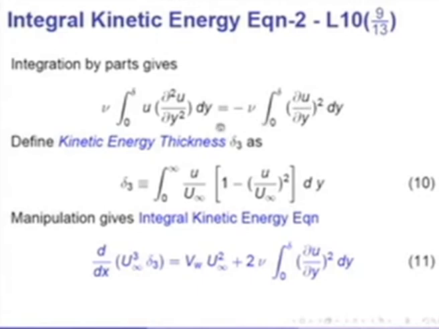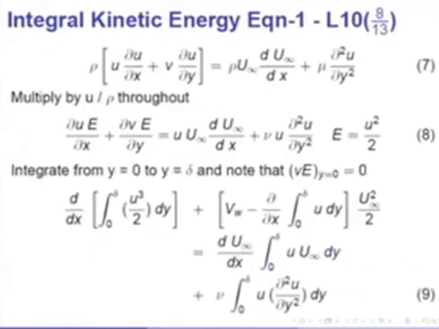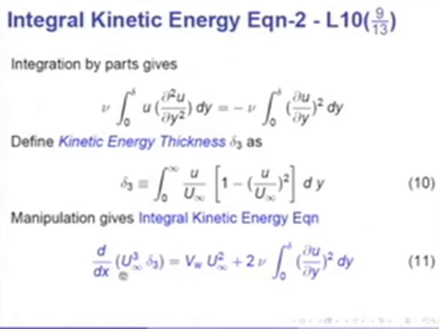So, now in the integral kinetic energy equation, we introduce another thickness called the kinetic energy thickness, and it is defined very much like the momentum thickness, except that we now have 1 minus u over u infinity squared, which represents the kinetic energy deficit caused by the boundary layer. After manipulation of the previous equation, which is shown here, you will see that this can be manipulated to read as d by dx of u infinity cubed delta 3 equal to v w u infinity squared plus 2 nu integral of du by dy whole squared, which is this term. The integral kinetic energy equation is sometimes used in the analysis of boundary layers with suction and blowing.